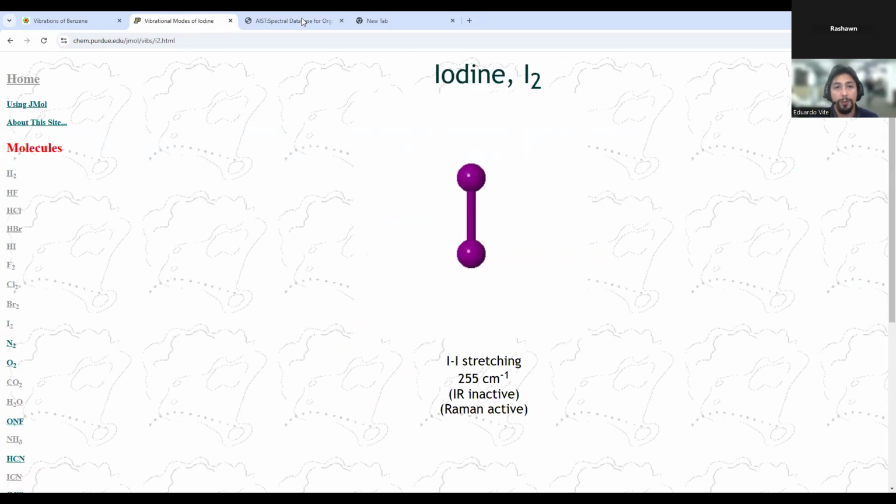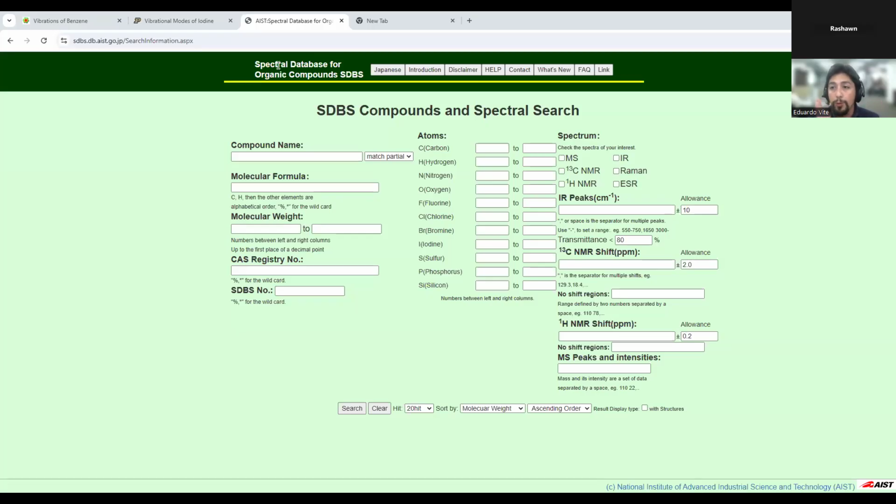But most importantly, I want to show you this website right here. And hold on, I think I'm having some issues with the sharing. One more time. Here we go. Share. Okay, so this website right here, if you are going to take Chem 223B or any advanced organic chemistry in the future, this is a very good website to keep in your bookmarks. It's called the Spectral Database for Organic Compounds. It is a Japanese website that has basically a database of all sorts of IR, NMR, Raman, mass spectrometry spectra for almost every single molecule you can imagine.